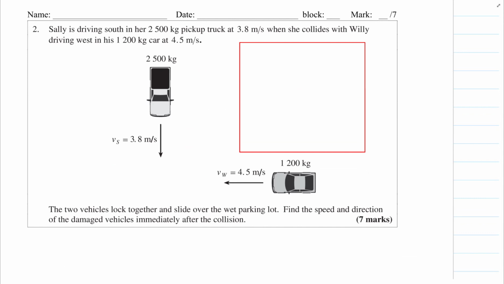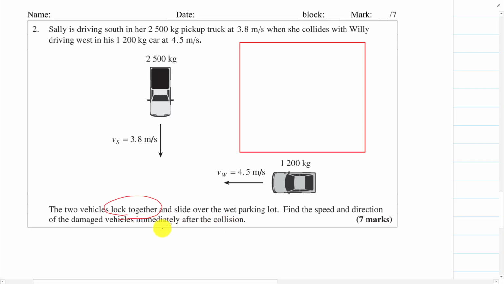And I can't believe this is a 7-mark question. It's so easy. Sally is driving south in her 2,500 kilogram pickup truck at 3.8 meters per second when she collides with Willie driving west in his 1,200 kilogram car at 4.5 meters per second. Boom. The 2 vehicles lock together and slide over the wet parking lot. Find the speed and direction of the damaged vehicles immediately after collision.